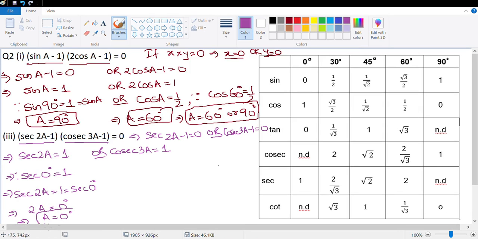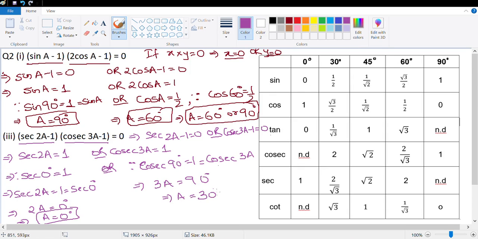So that's one value of a. Let's look at the second part. Which value of cosec is equal to 1? Cosec 90. So since cosec 90 degree is equal to 1, which is given equal to cosec 3a, it means 3a is equal to 90 degree, which means a is equal to 30 degree. So we have again two values of a, which means a is equal to 0 degree or 30 degree. So both values of a here would satisfy the given equation.